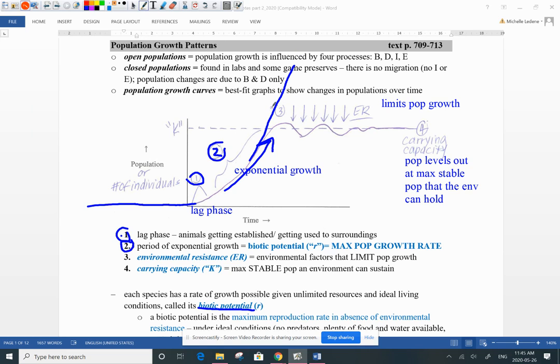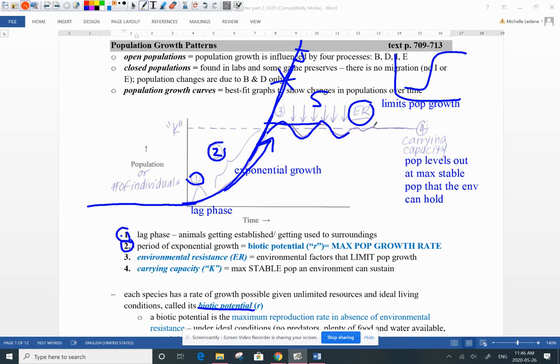The curve flattens out, and you can see that it fluctuates up and down like this, but it's not going up like this forever. And it's because of the environmental resistance. Any factor, be it a density dependent or a density independent factor, is going to limit the population growth. And it causes the population curve, it's not J-shaped anymore, going up and up and up like this. It now flattens out and it looks more like an S-shaped curve, kind of like that.